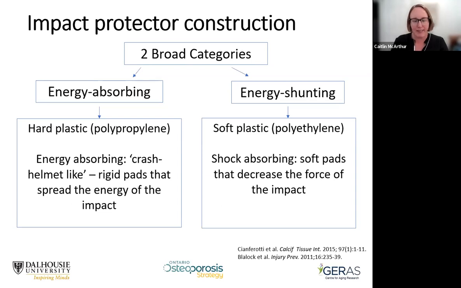So we have rigid pads that spread the energy of the impact to the soft tissues of the thighs and surrounding hips. On the other side, we have energy shunting hip protectors, which are usually made of soft plastic, and they're more shock absorbing. So they're soft pads that decrease the force of impact. So they're basically decreasing the force that's transmitted to the bone.